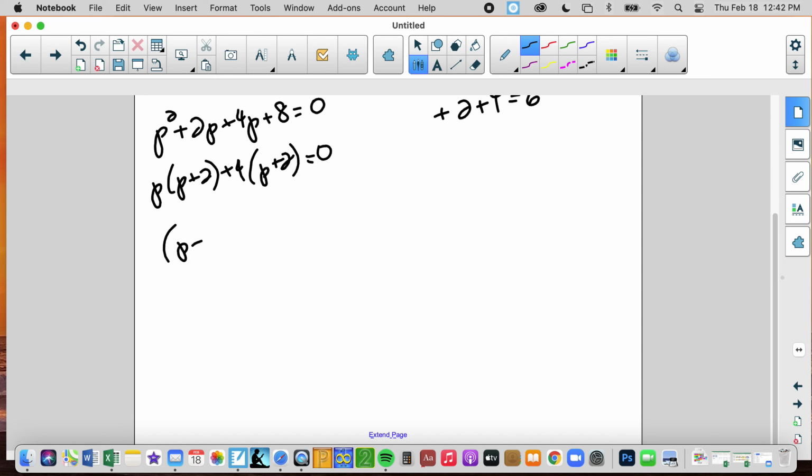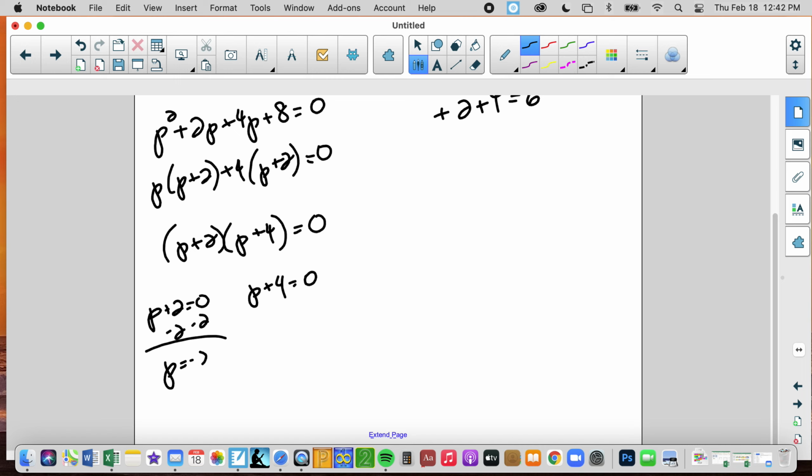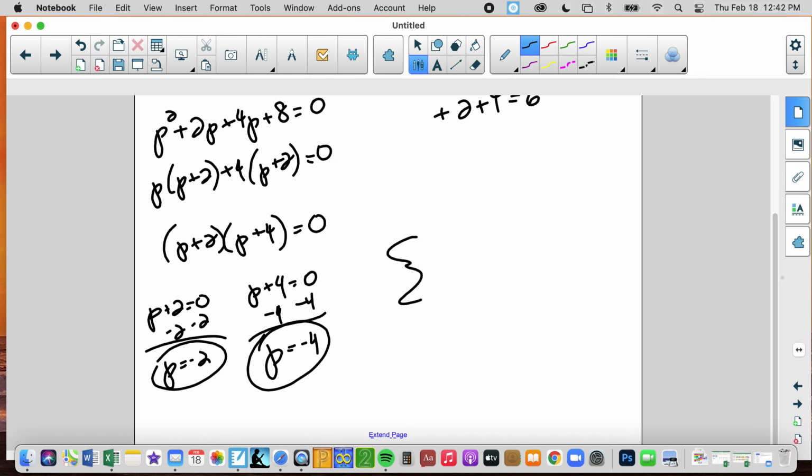We get p plus 2, p plus 4. And when you get here, yes, you're going to get good enough where you can look and understand what the solution is going to be mentally. So subtract 2, subtract 4. Numerical order, -4, -2.